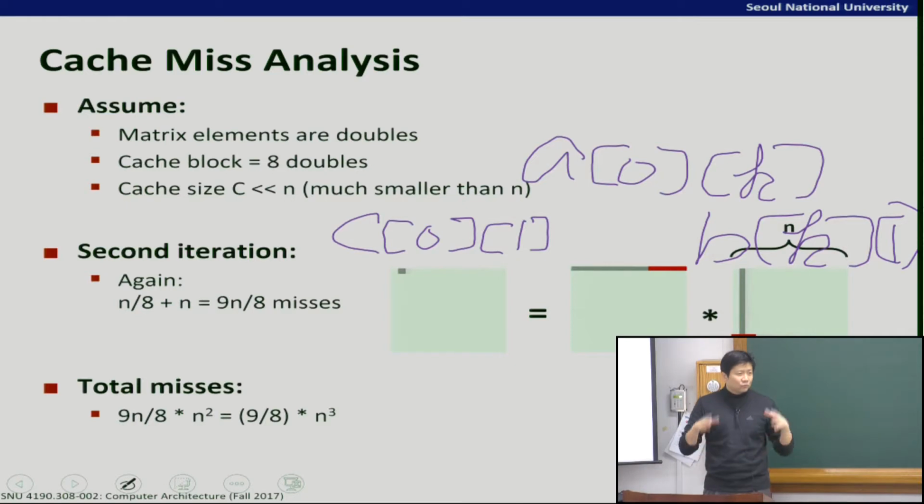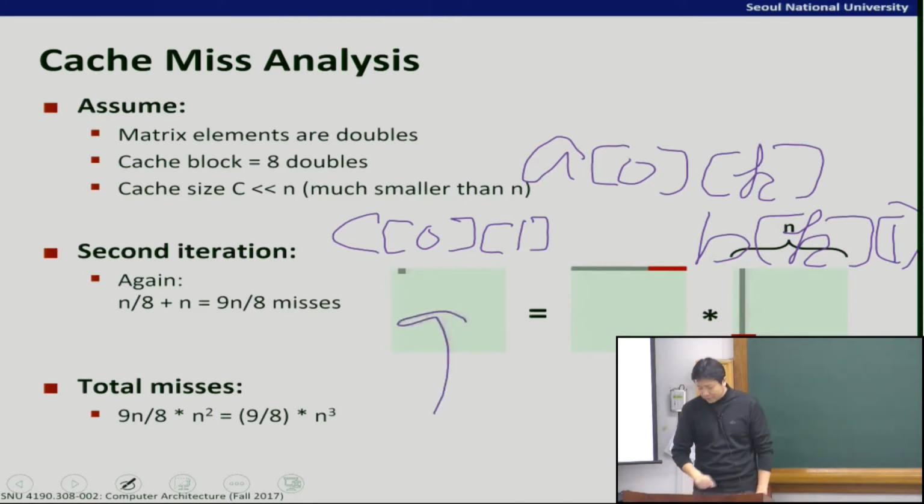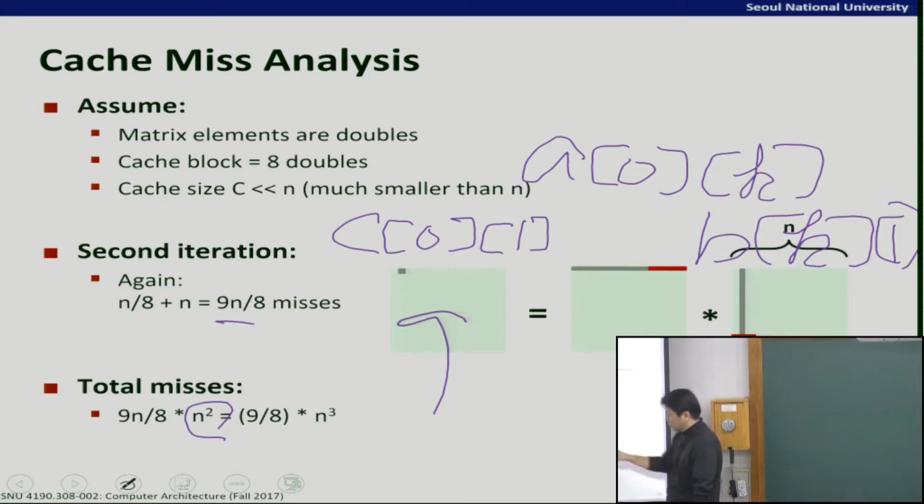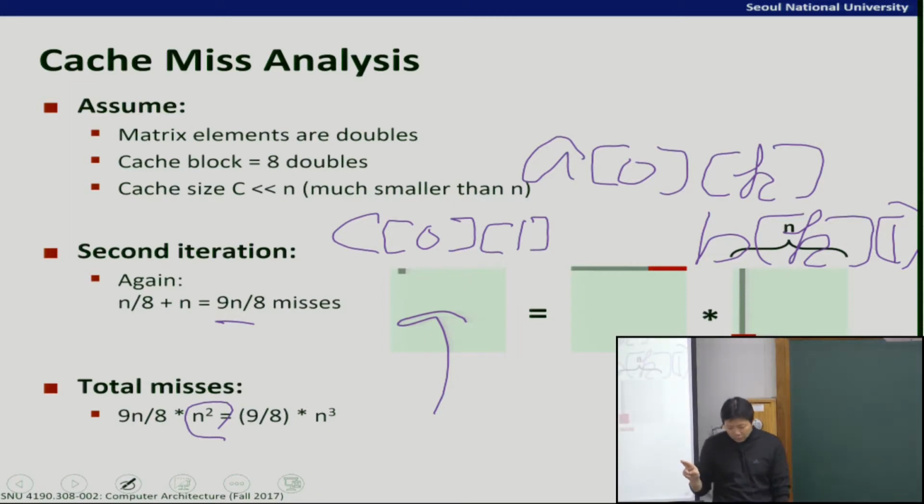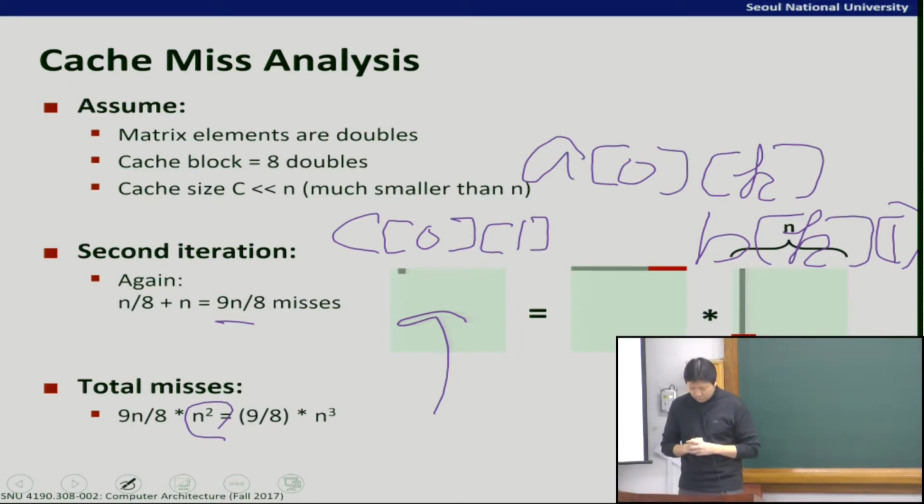And if you do it again and again for the entire elements, we have to calculate n squared values for the output, and each iteration takes 9n over 8 misses. So the total number of cache misses to calculate the array C is 9n over 8 times n squared, which is 9 over 8 times n cubed. Right? So does everyone follow me so far? That's the total number of cache misses we have to calculate the entire array of C.